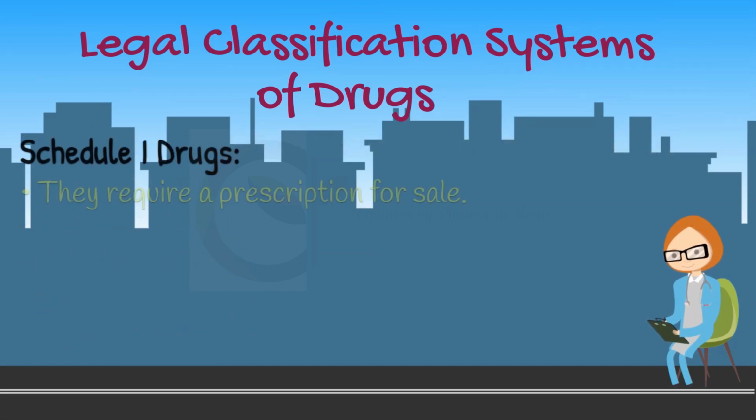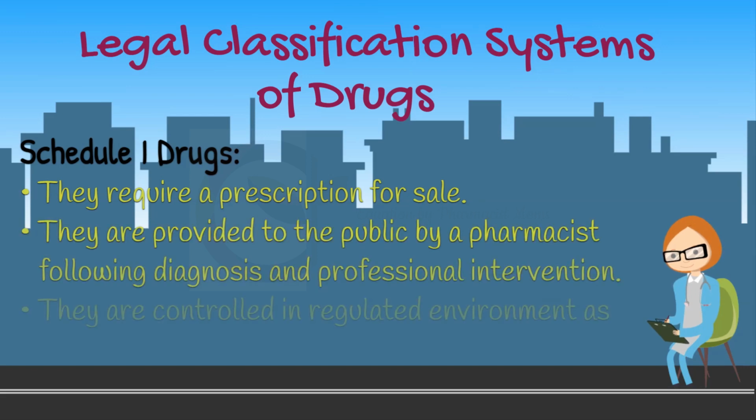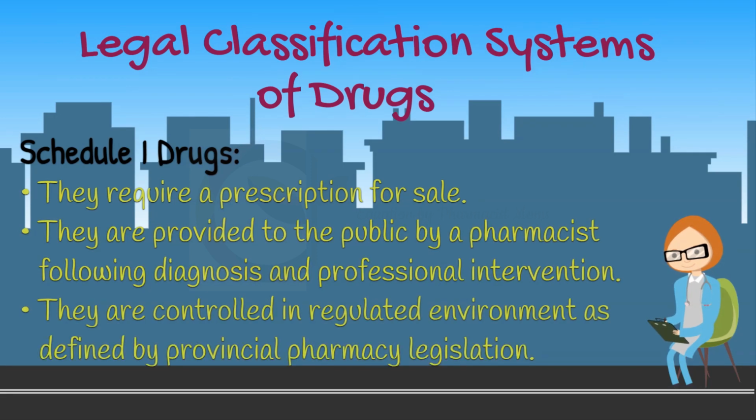Schedule 1 drugs require a prescription for sale. They are provided to the public by a pharmacist following diagnosis and professional intervention. They are controlled in a regulated environment as defined by provincial pharmacy legislation.